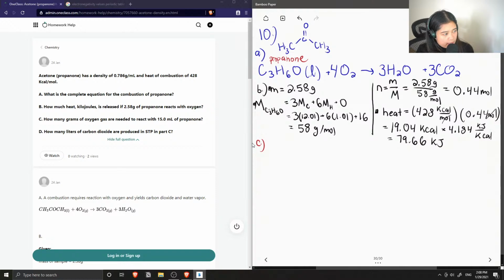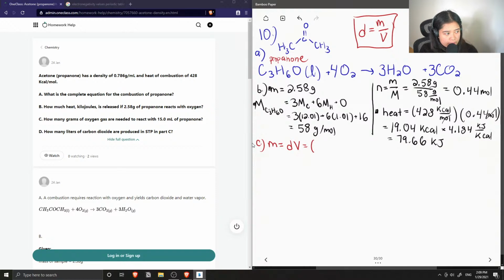Part C asks how many grams of oxygen gas are needed to react with 15 milliliters of propanone. So if we recall the density equation, which I'll write up here, density is equal to mass over volume. So if we rearrange this equation, then we can solve for the mass of propanone that reacts with oxygen gas. So I'll just write here that mass is equal to density times volume.